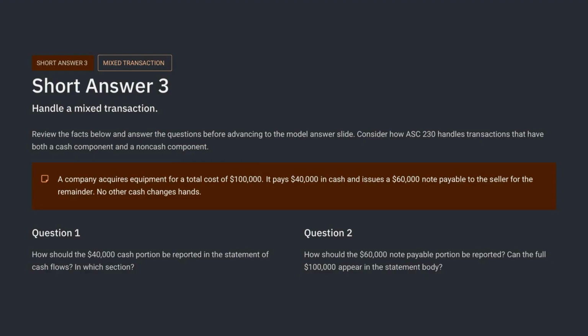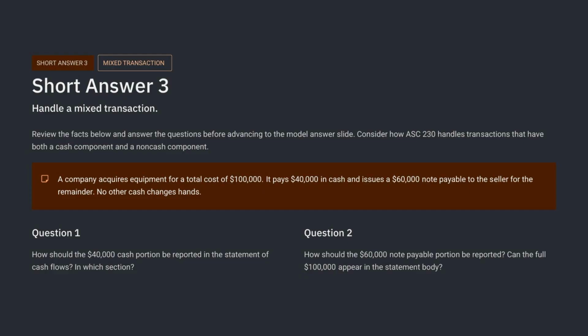Short answer 3 is about a mixed transaction. A company acquires equipment for a total cost of $100,000. It pays $40,000 in cash and issues a $60,000 note payable to the seller for the remainder. No other cash changes hands. Question 1. How should the $40,000 cash portion be reported in the statement of cash flows and in which section? Question 2. How should the $60,000 note payable portion be reported and can the full $100,000 appear in the statement body? Take a moment and split the transaction before answering.